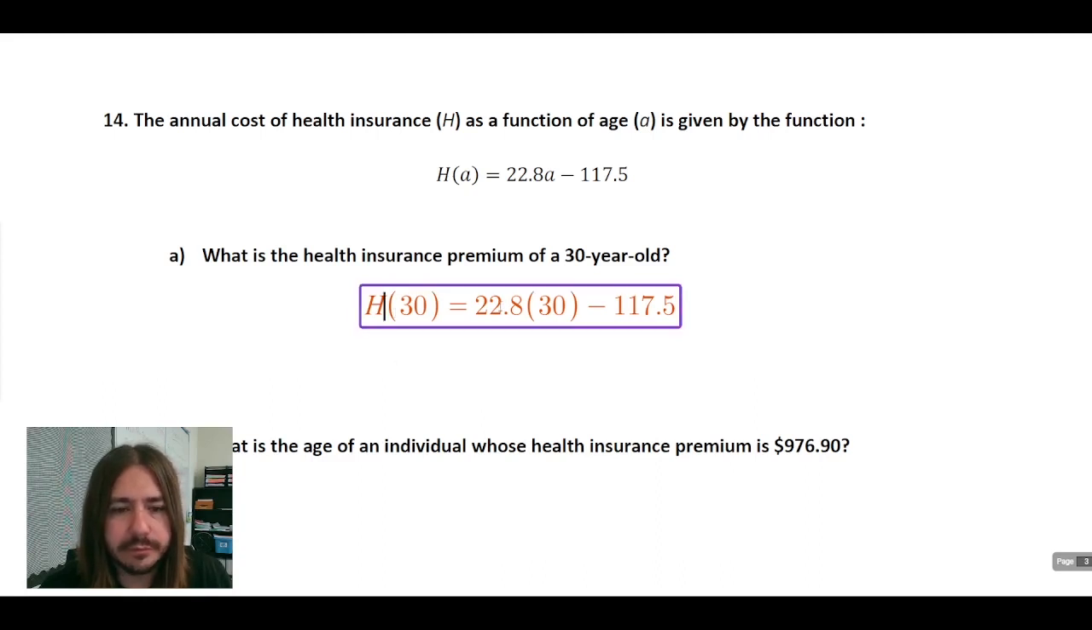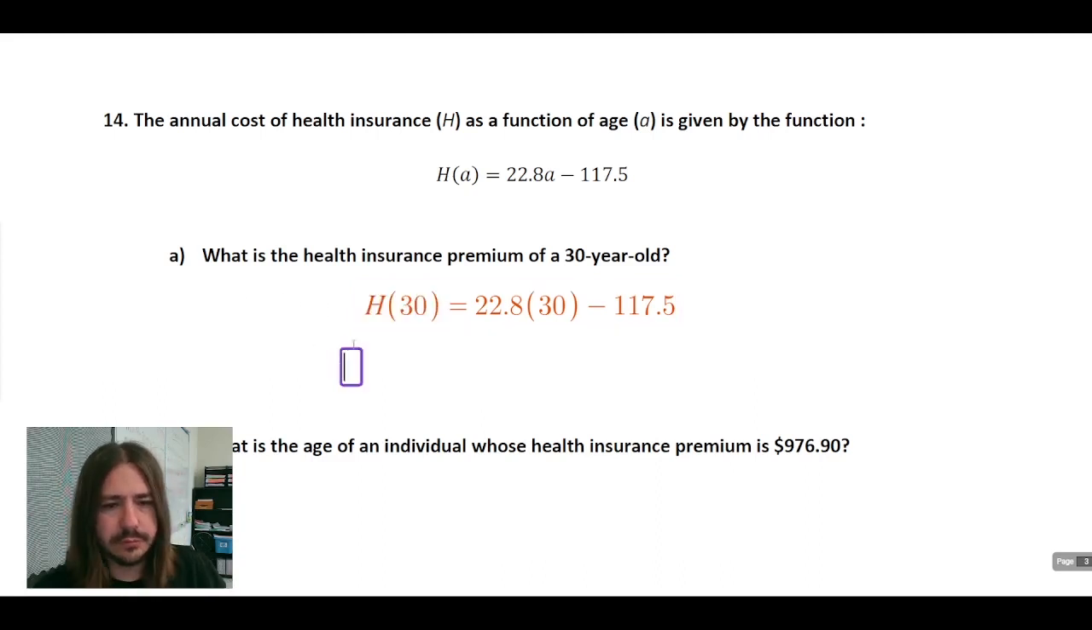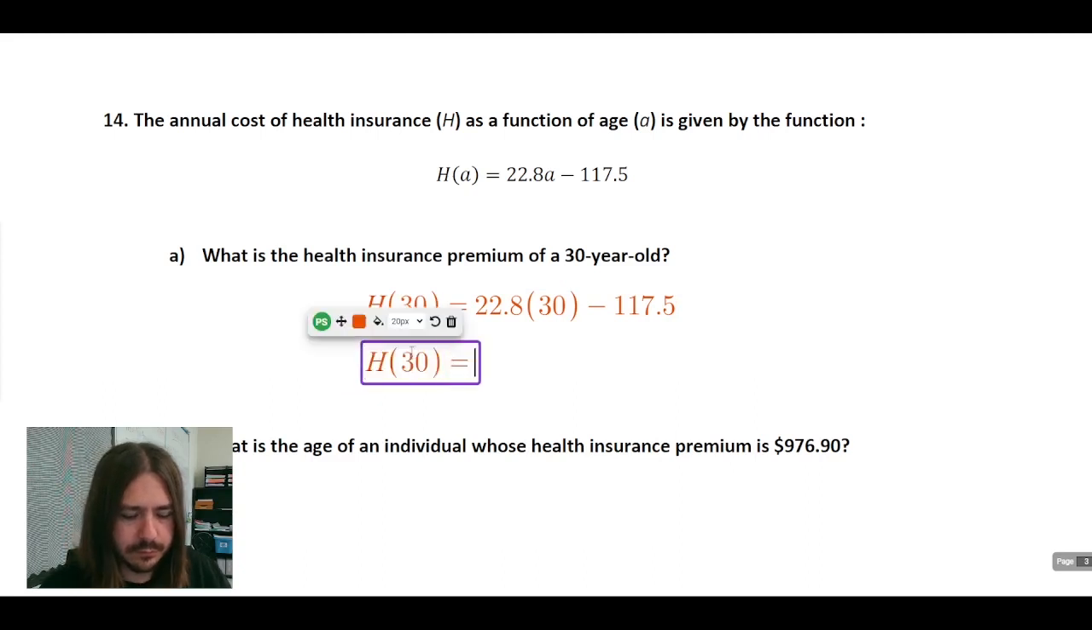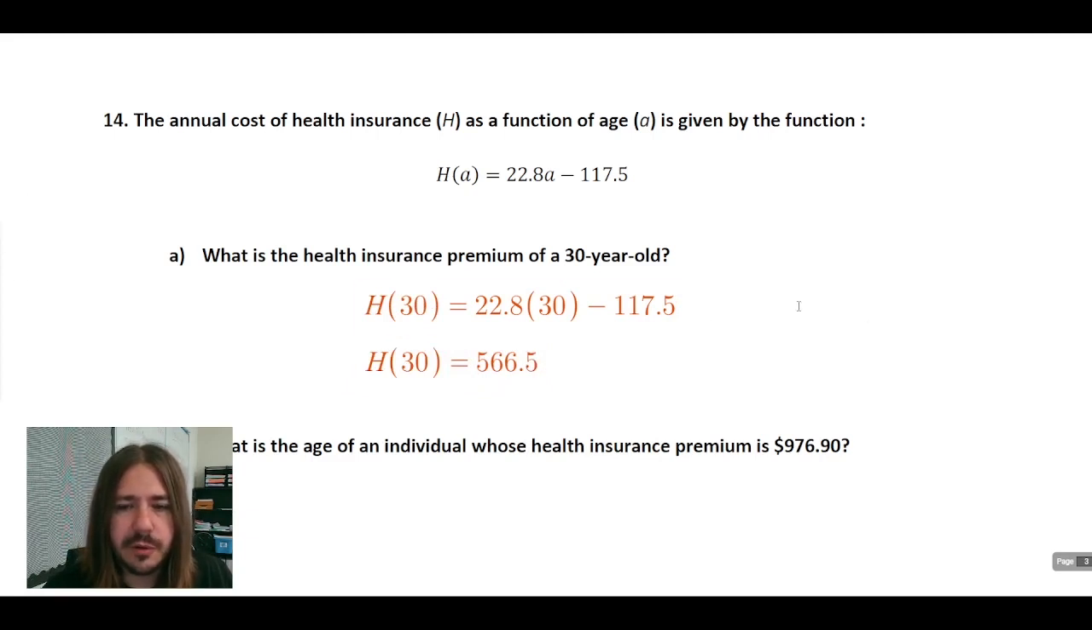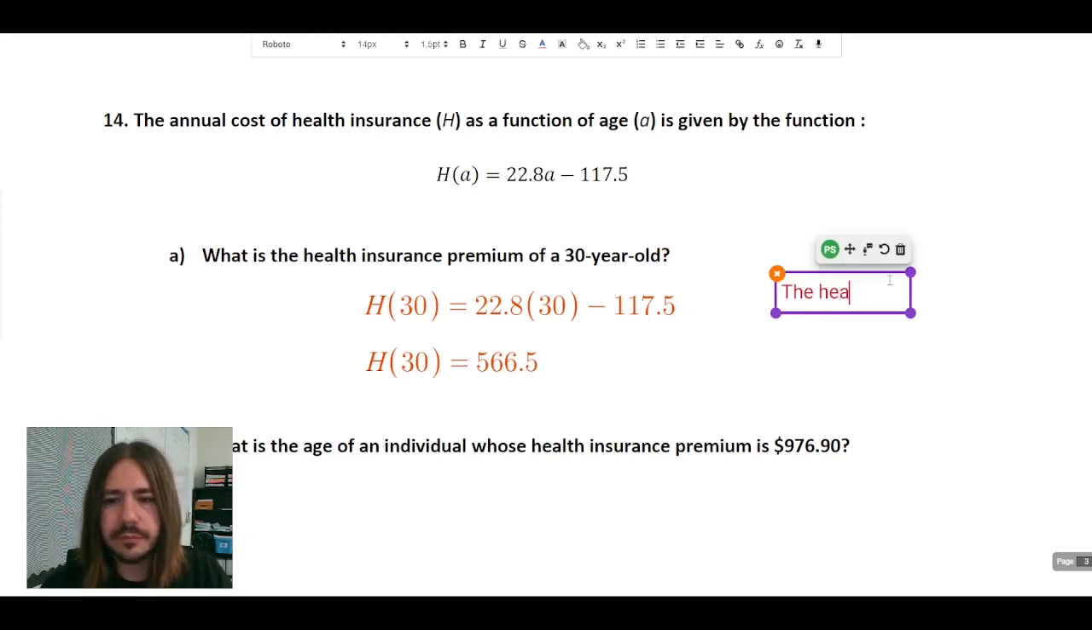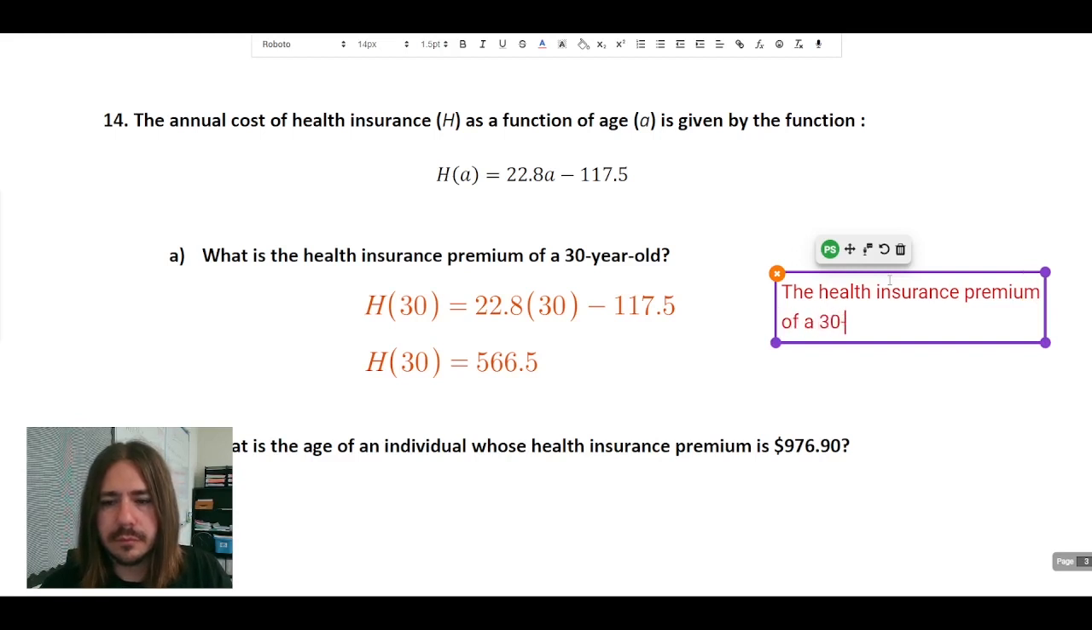566.5. So the health insurance premium of a 30-year-old is, and let's just go ahead and answer the question, $566.50.